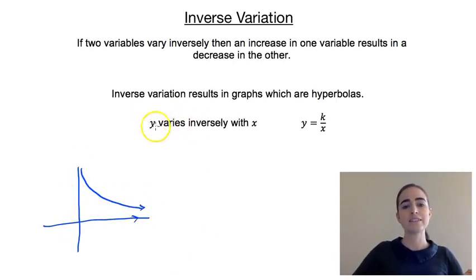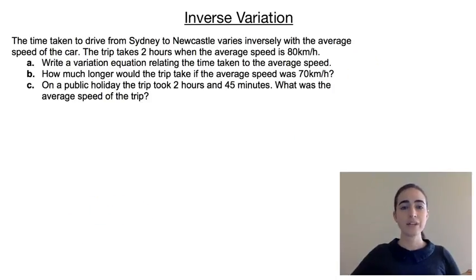So what that means is that if y varies inversely with x, we get an equation that looks like this: y equals k over x, where k is what's called the constant of proportionality. That's just a number, and in each situation we'll be asked to figure out what that number is. So let's run through an example.